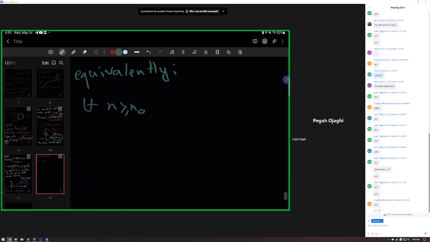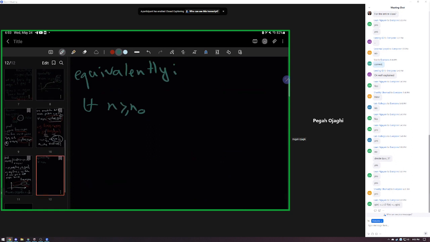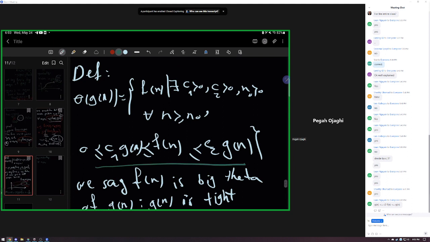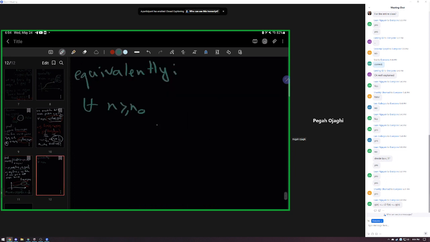As I explained, instead of just going here and finding this equation, I can divide everything by g of n, because g of n is asymptotically positive. At the end of the day, for proving that this is correct or not, you need to find n naught, C1 and C2. So if I divide every part of that equation by g of n, this becomes C2, this becomes C1, and this is going to become greater than 0.